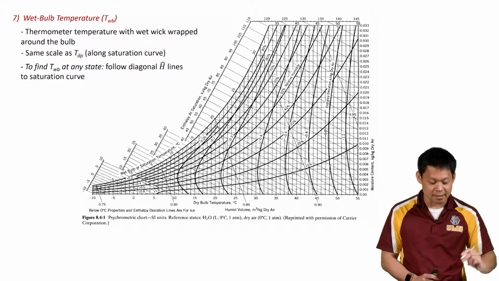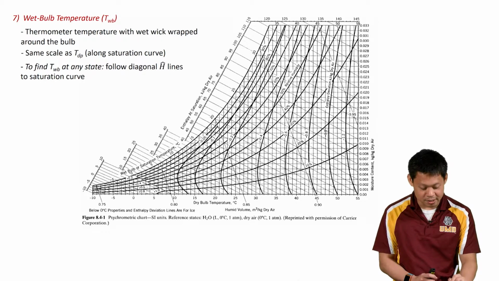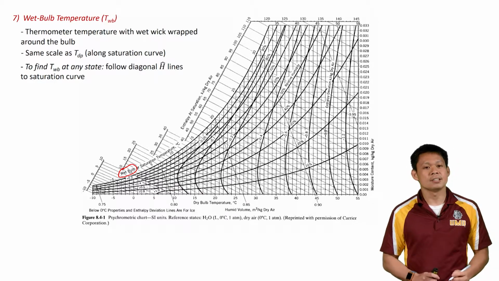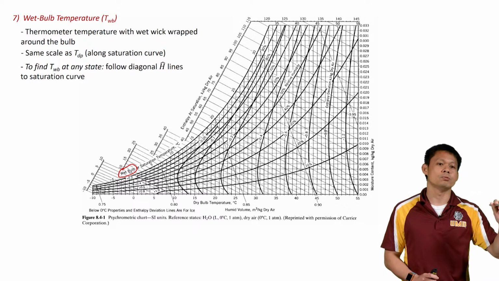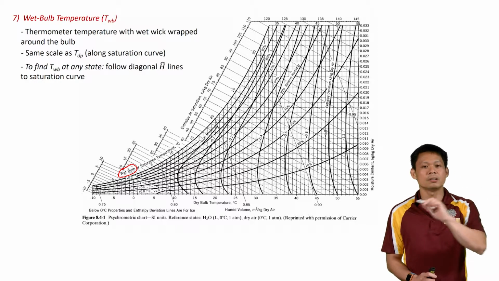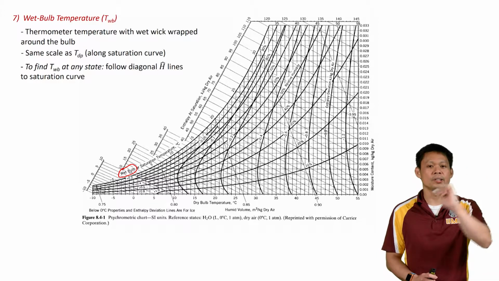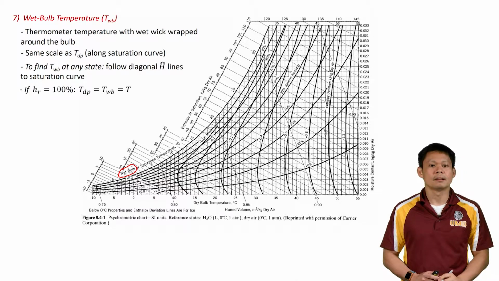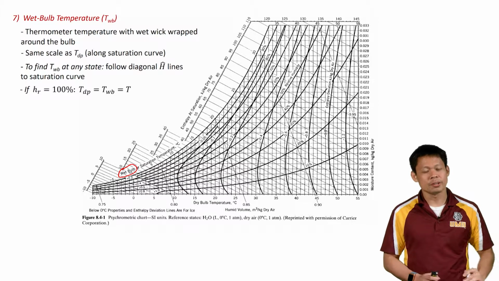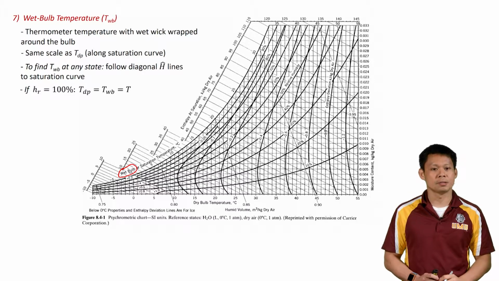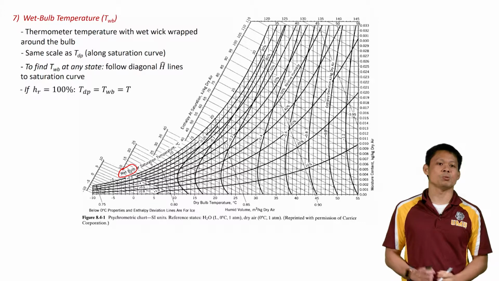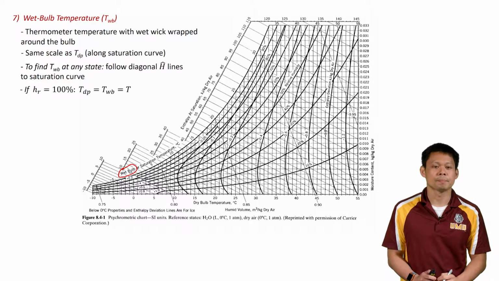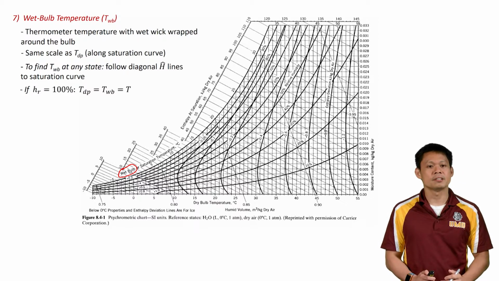So we're going to read off the exact same scale as the saturation curve. You can see that down here it also says wet bulb temperature. The only difference is that instead of going horizontally to read your dew point temperature, we're going to go diagonally, following those enthalpy lines, to read our wet bulb temperature. And like I mentioned, if we are at the saturation point, so our relative humidity is 100%, the dew point temperature is the same as our wet bulb temperature, and it's going to be the same as our dry bulb temperature. All right, so those are our 7 intensive variables.